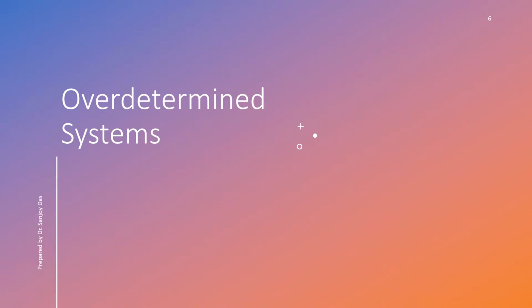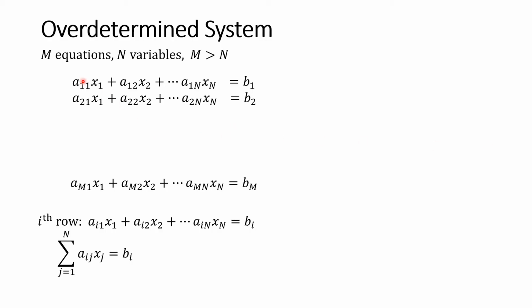First, we consider overdetermined systems. So we have m equations and n variables where m is greater than n. x1, x2 until xn, these are the n variables here. And we have m equations. Each row here, this is the first row, second row, and this is the mth row. These are all different equations, so we have m equations to solve. And the ith row is given by ai1 x1 plus ai2 x2 dot dot dot until ain xn equals bi, or summation over j of aij xj equals bi.